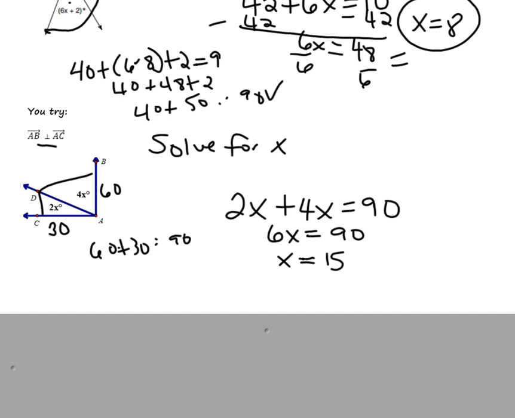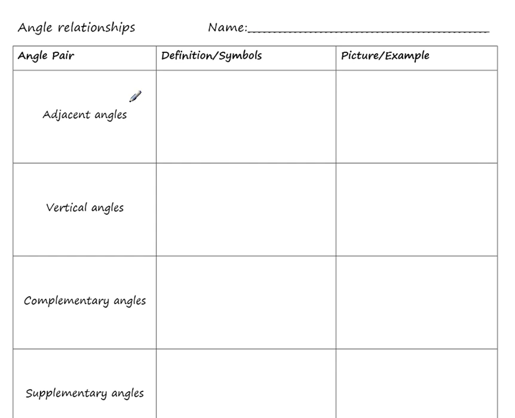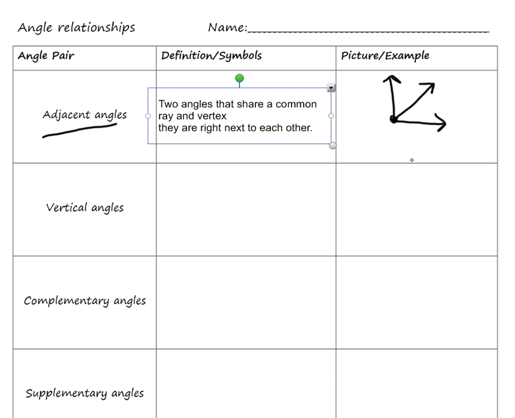Okay, so let's look back at your vocabulary chart. That's the end of the notes for now. If you want to go ahead and move on to the worksheet, now would be a good time. But I want to go back to these definitions and stuff. The adjacent angles are going to be two angles that share a common ray and vertex. They're right next to each other.